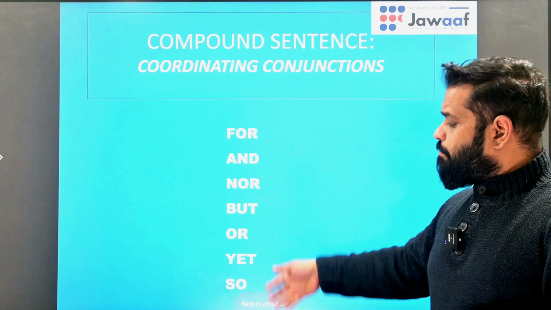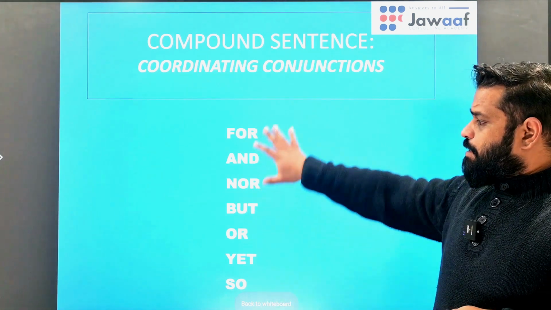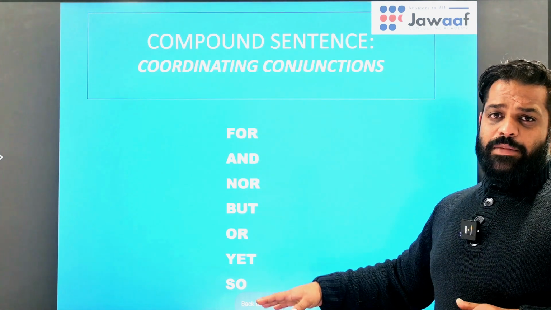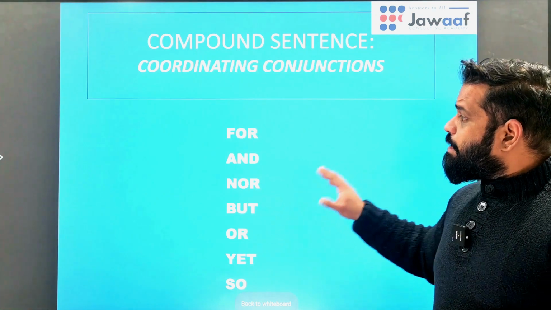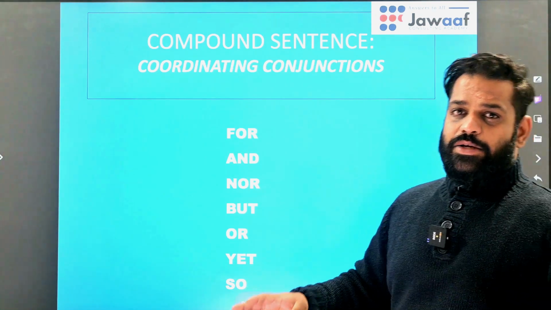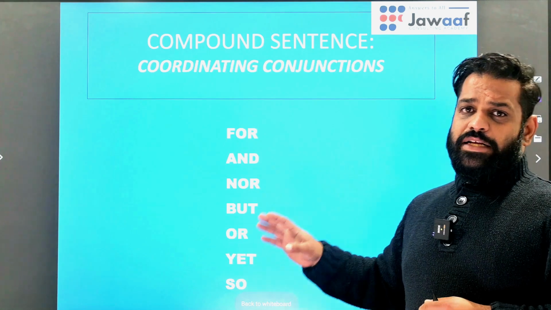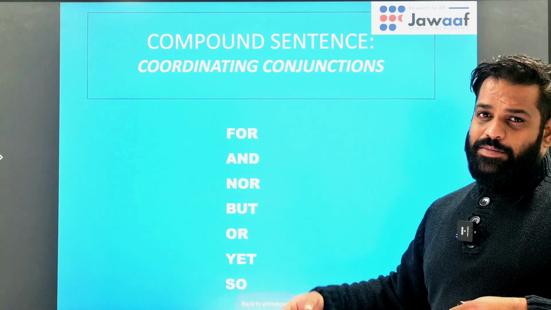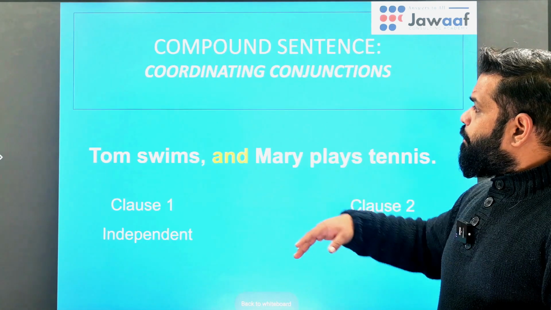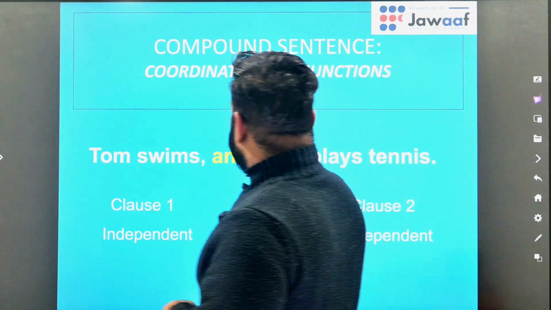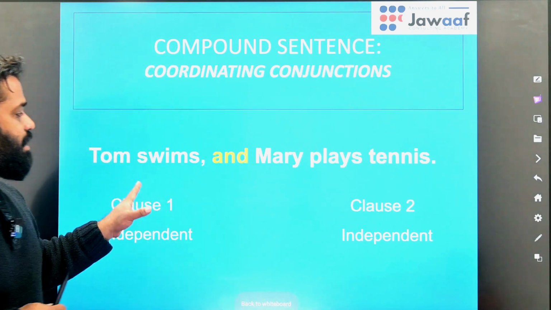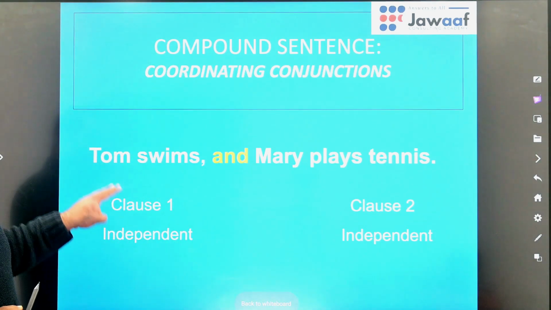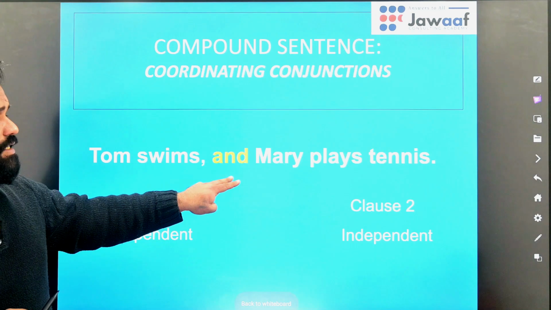Now, like I said, an easier way to remember coordinating conjunctions is FANBOYS. We generally use them in compound sentences. So these coordinating conjunctions are used in compound sentences mostly, so please don't forget this. This is a good way to remember coordinating conjunctions by using the FANBOYS method. Now, compound sentences with a coordinating conjunction: independent clause, Tom swims and Mary plays tennis.